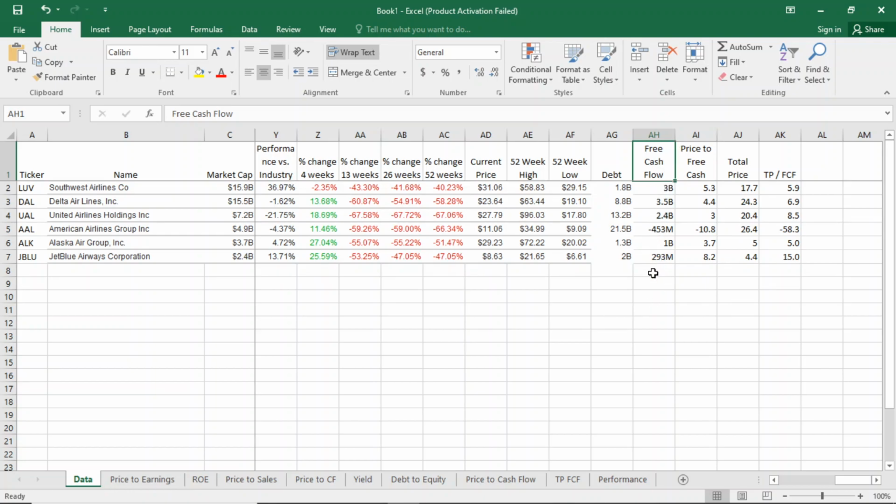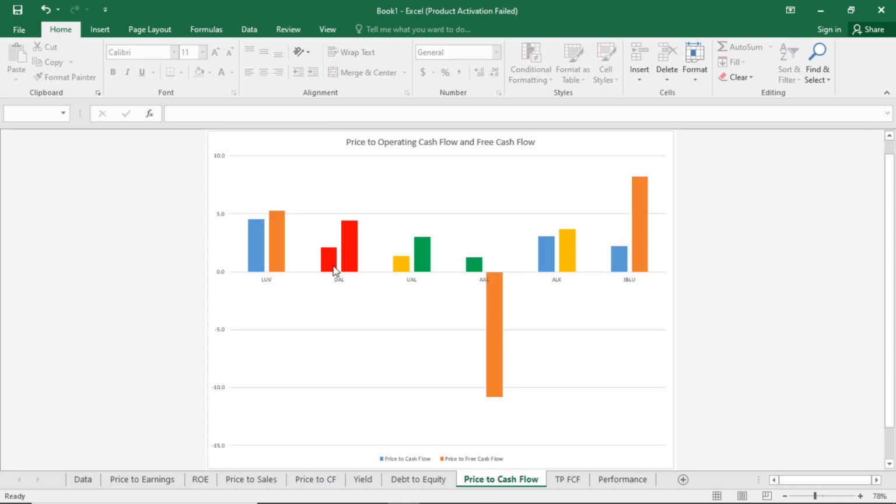So here are the numbers that I got from Yahoo Finance, and then I calculated price to free cash flow, and I got these numbers, which you'll see over here, right? So the first column for each airline is what I had on price to cash flow. In which case American Airlines looked the best. Then it was United. Then it was Delta.